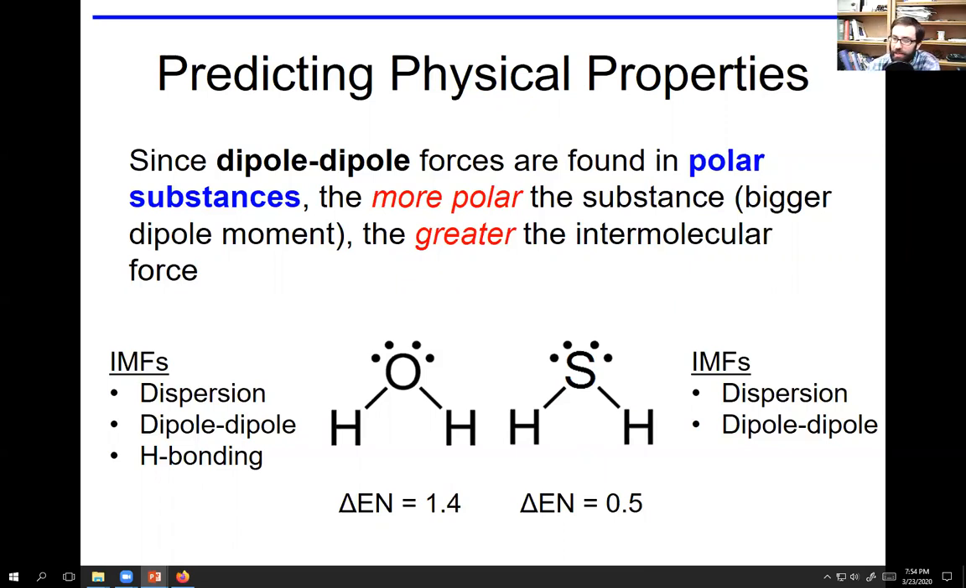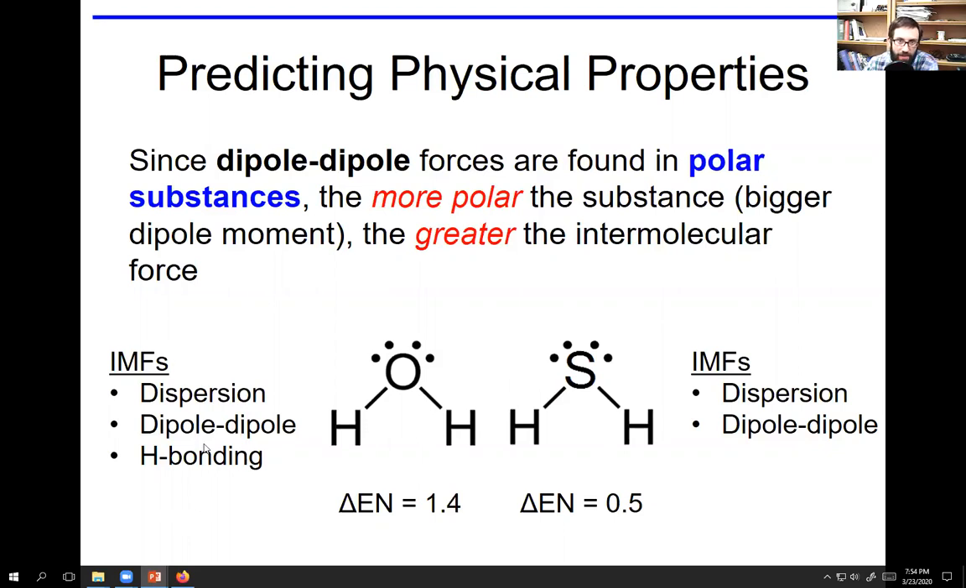And so if you look at water compared to hydrogen sulfide, water's way more polar. It actually has hydrogen bonding, right? But even look at the delta electronegativity between the 2 atoms. The oxygen-hydrogen change in electronegativity is 1.4 if you do the math. And the sulfur-hydrogen delta electronegativity is still polar, but weakly polar. It's only 0.5. And so you're only going to have dispersion and dipole-dipoles in this case.